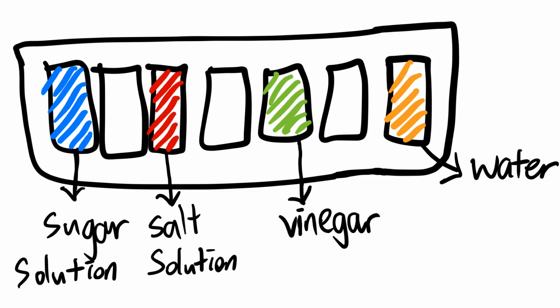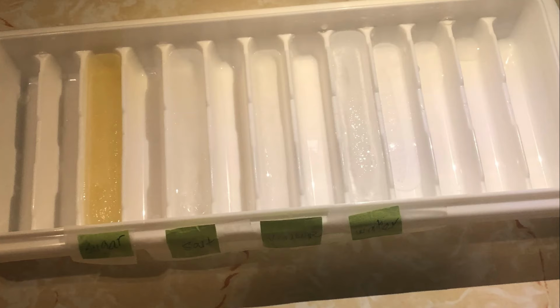As the photo shows, we read from the left to the right. The first one is sugar, the second one is salt, the third one is vinegar, and lastly, the fourth one is water. So we can find out that the vinegar has already melted, so the time for it to melt is 21 minutes.